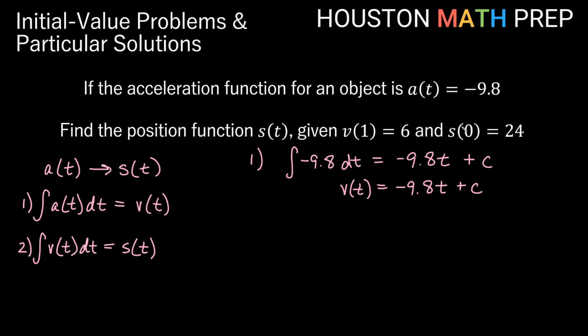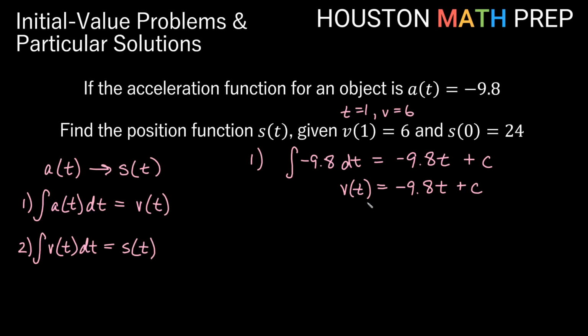Now if you look back at the conditions, which of these do we use to solve for c? Well, we use the one that's about velocity. This one says v of 1. This one says s of 0, which is about position. I have a velocity function, so I need to use v of 1 equals 6. Remember, this says when t equals 1, then v equals 6. So you'll plug that information into your velocity function, and we'll solve for our constant.